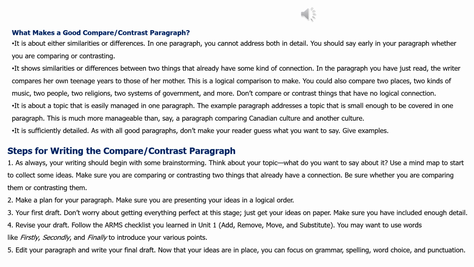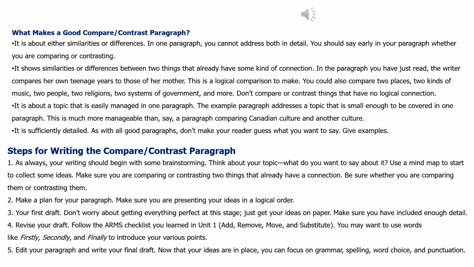Steps for writing the compare-contrast paragraph. As always, your writing should begin with some brainstorming. Think about your topic. What do you want to say about it? Use a mind map to start to collect some ideas. Make sure you are comparing or contrasting two things that already have a connection. Be sure whether you are comparing them or contrasting them.